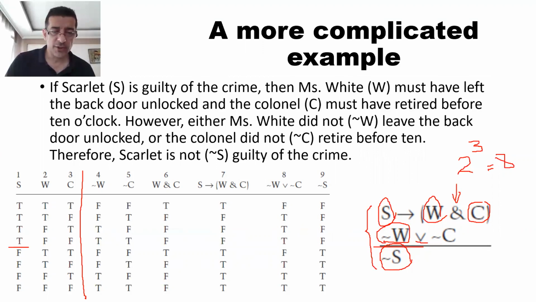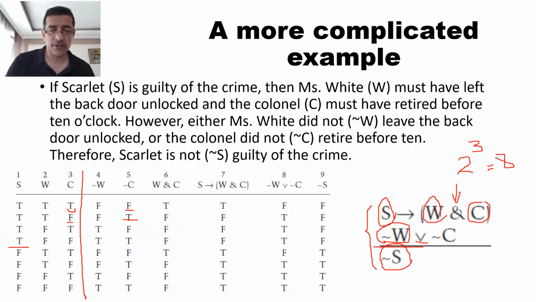So not W would be the opposite truth value of this column, right? If this is true, then not W is false, right? And so on. You will have to check these two, okay? I'm not going to write the rest of them here for you. And let's go ahead with not C. Again, the opposite value of C. This C is true, so this is false. This is false, so this is true, and so on.